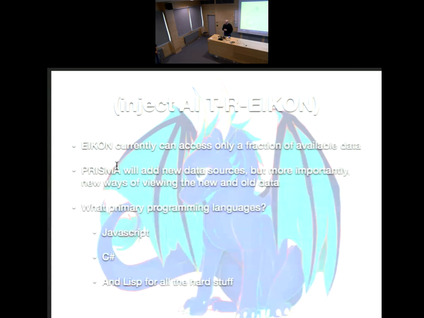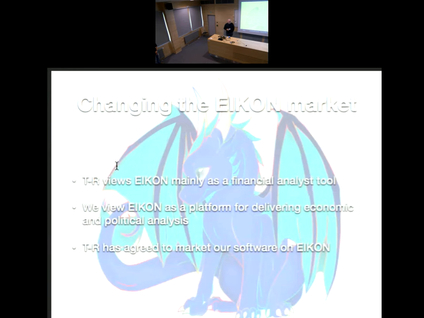And why else the dragon? Because we're doing it in Bucharest. As you may know, the dragon is one of the symbols of Romania. So we're doing it, unfortunately, in JavaScript, because we have no choice. We're doing it in C# and ASP and .NET, unfortunately, because we have no choice. And, of course, Lisp is going to handle all the hard stuff.